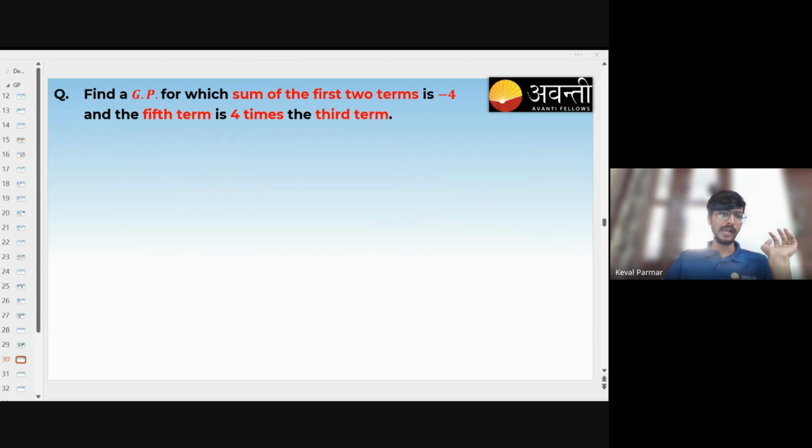Now I want you all to attempt this question. Actually, this question is for you. I'll give you 2-3 minutes. You attempt this question and give me an answer. खाली A और R का value बता दो बस. Because if we get A and R, then we'll easily get the GP. Correct, guys? Whoever does not have pen and book, please get your pen and book and start solving this question. After 2-3 minutes, I'll solve it.